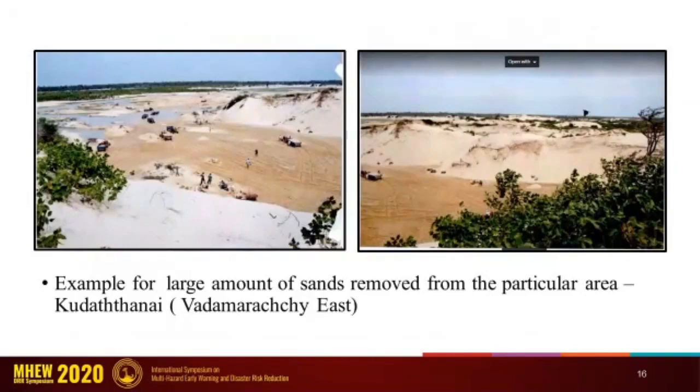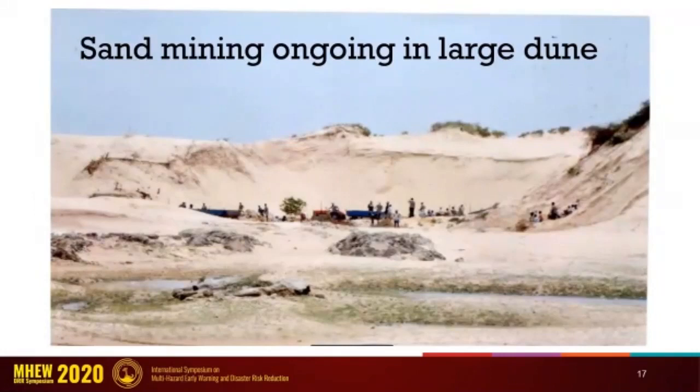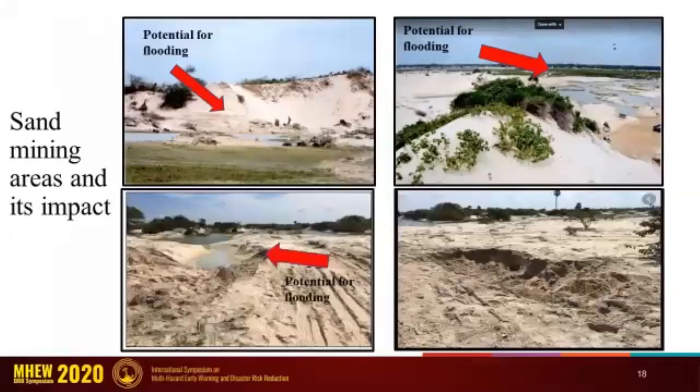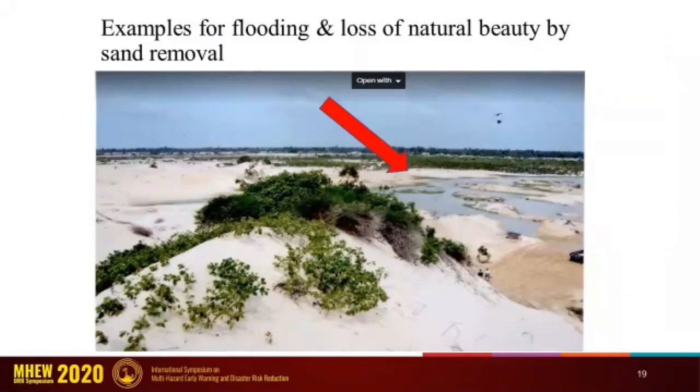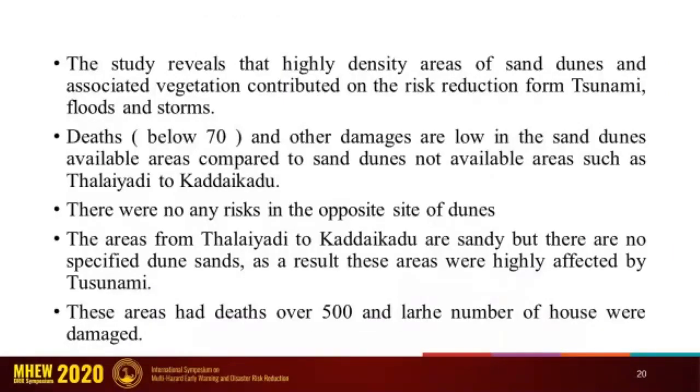These are examples of the large amount of sand removed from a particular area, Kudathane. This is another example of sand mining activity ongoing in a large dune. This slide represents the sand mining area and its impact. The cleared area of the sand dunes causes the potential for flooding. So this picture clearly shows the effect of the flooding. This is another example of the flooding and the loss of the vegetation and the natural beauty by the sand removal. The study revealed that a high density of sand dunes and associated vegetation contribute to risk reduction from the tsunami, flood, and storm.